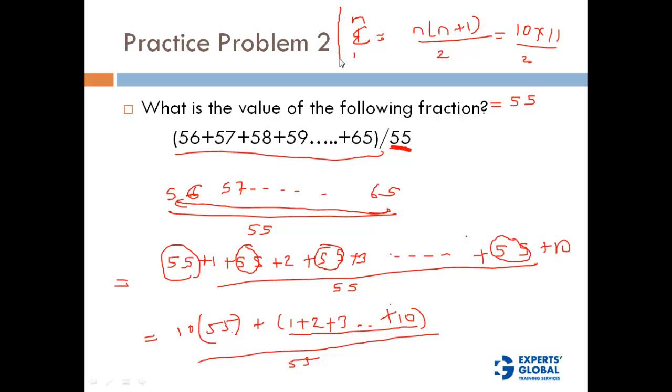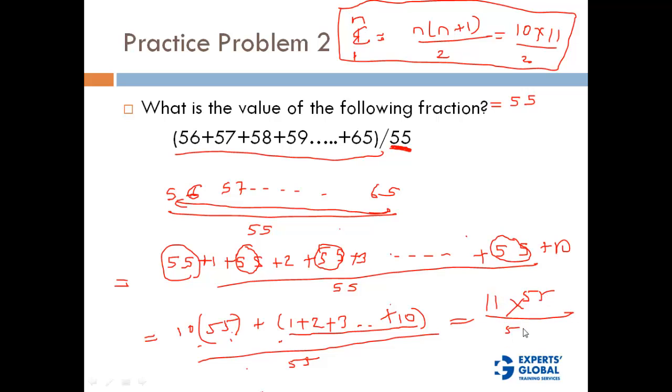You should always try to remember this formula: the sum of all natural numbers from 1 to n is n into n plus 1 by 2. So this sum that we know is 55. So this is 10 times 55 plus 55, so basically it is 11 times 55, divided by 55. The 55 gets cancelled, and we are left with 11. So the value of this fraction is 11.